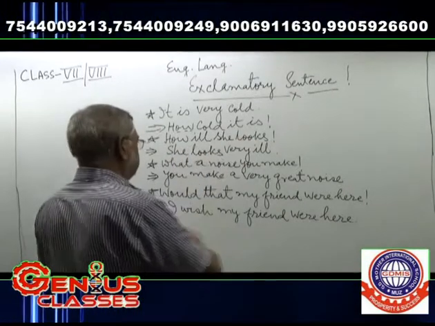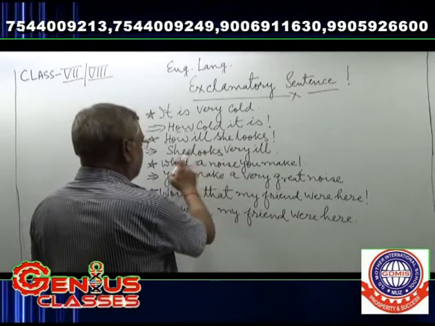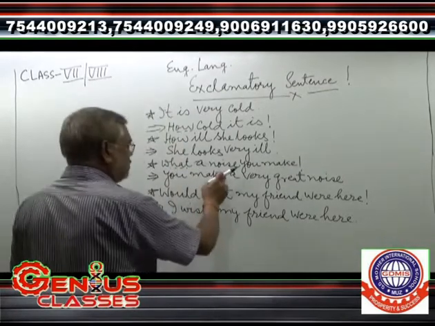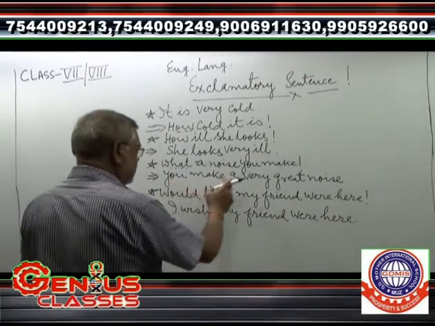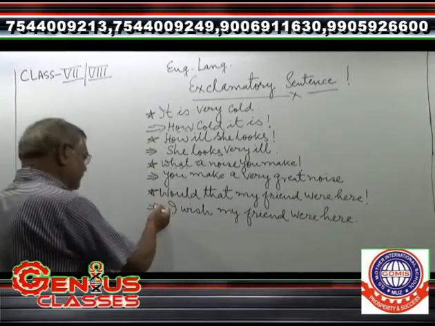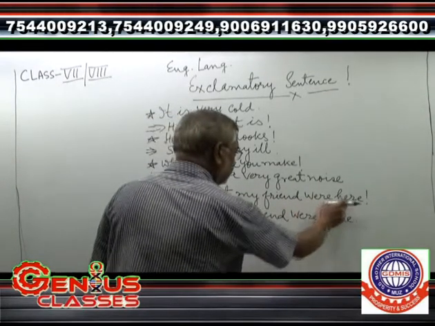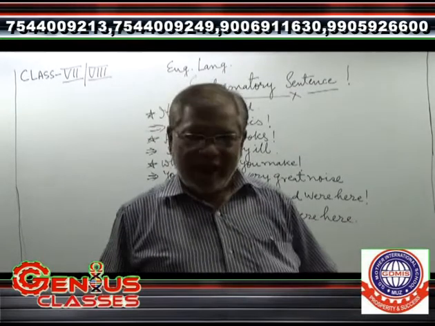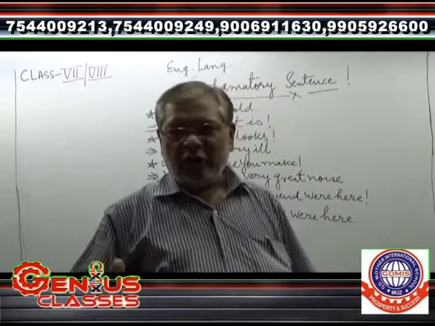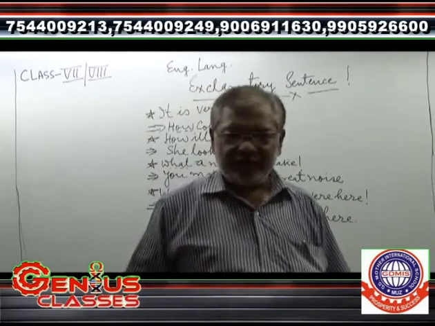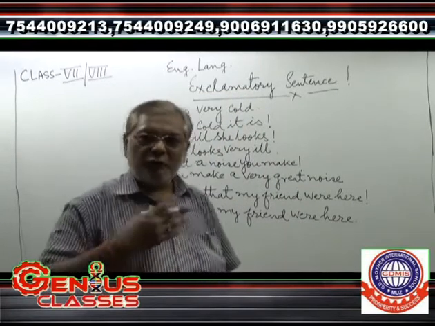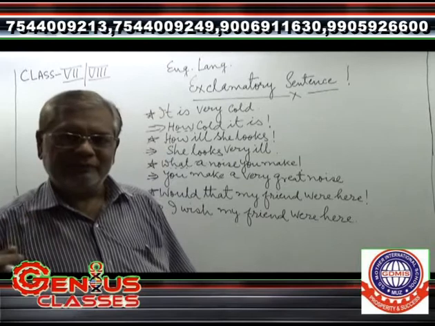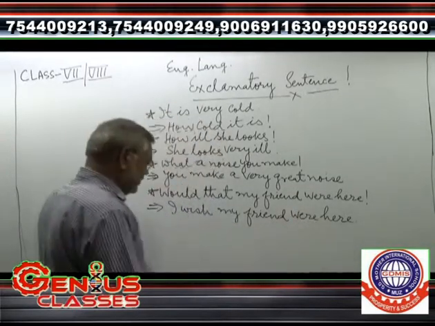How ill she looks. So how will change into very: she looks very ill. Then here the word what has been given, what will also change into very. So what a noise you make means that you make a very great noise. And the last sentence, would that my friend were here. This is a kind of imagination. Suppose on a certain occasion that you invited, your close friend is not present. So you are wishing from your heart, oh, if my friend were here, I would have enjoyed a lot. So this is an exclamatory sentence, and now you change it to affirmative.